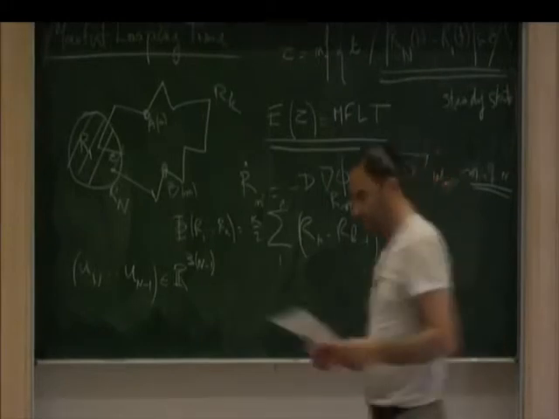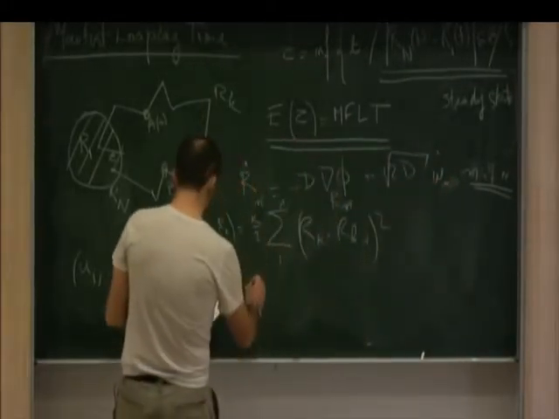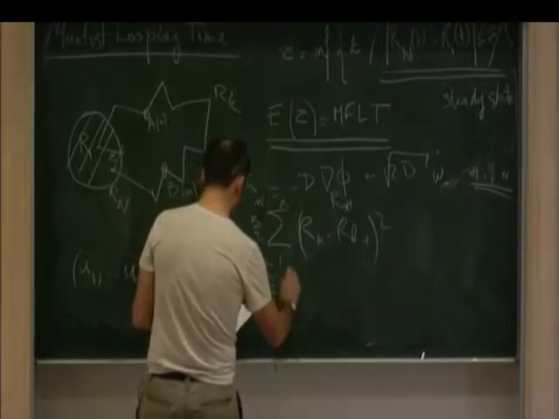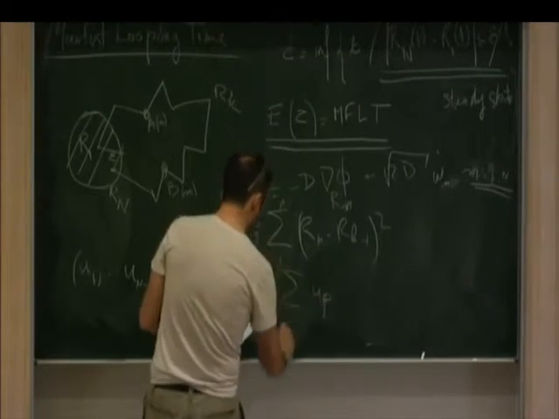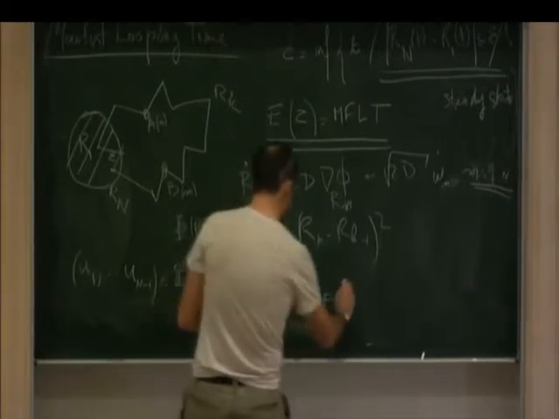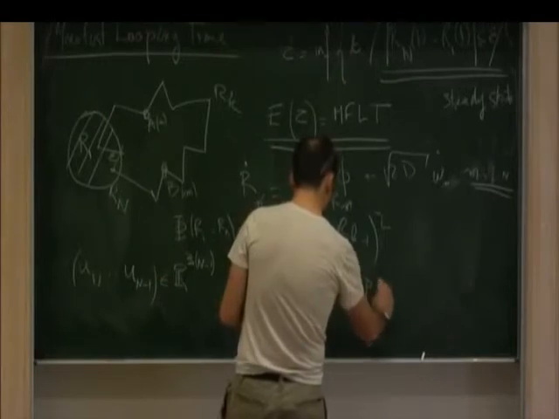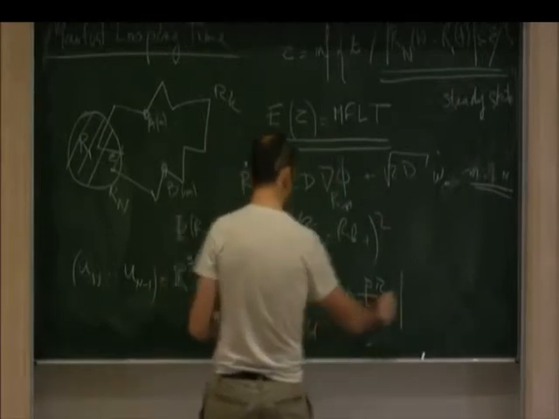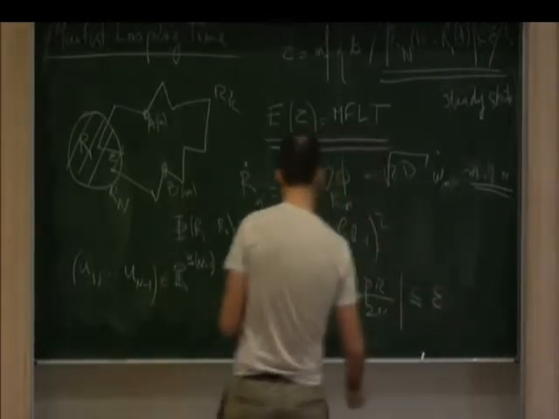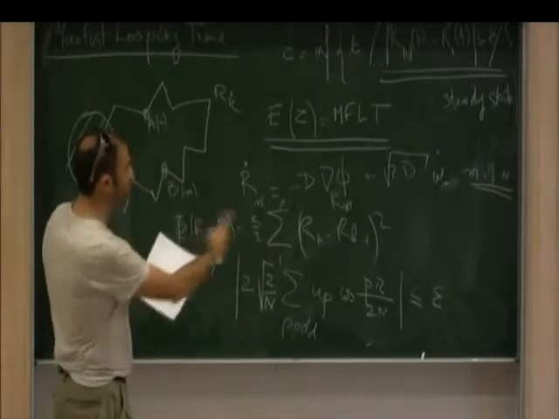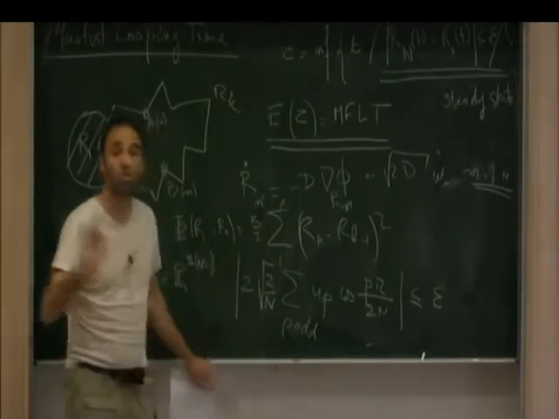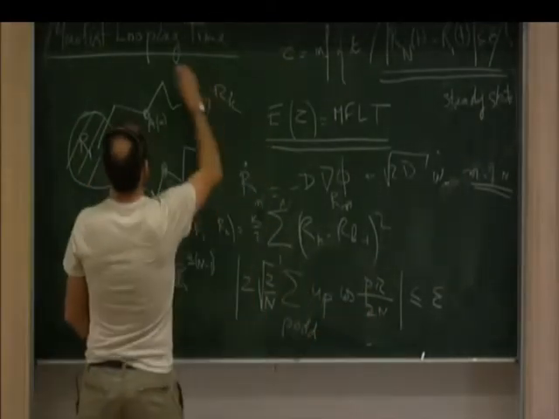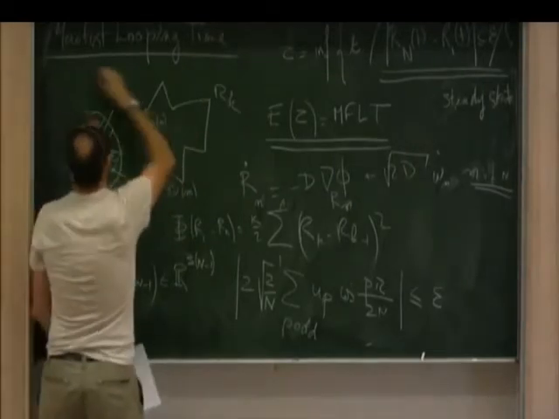And this can be rewritten the following way. 2 multiplied by square root of 2 divided by n, sum for p odd of cosine of pi p divided by 2n, this has to be less than epsilon. So this, again, you do the calculation, you find that there are cancellations. Now we are back to the Rouse model, Rouse beta equals 2. So this is the Rouse mean first passage time for a Rouse polymer.